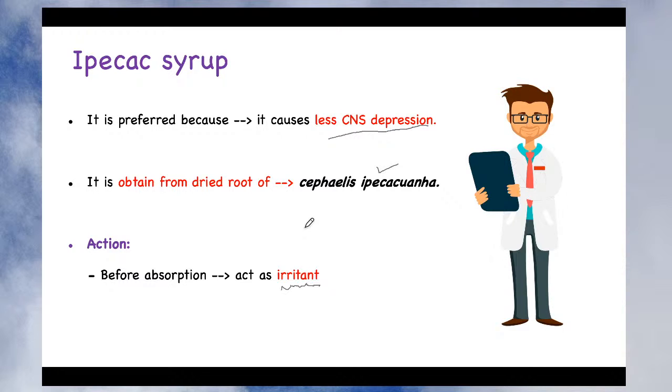So before absorption, it produces irritation in the stomach, which is responsible for the vomiting action. In addition to this, after absorption, it goes into your blood, isn't it? And any emetic substance, when it comes in contact with the blood, what does it stimulate? It will stimulate your chemoreceptor triggering zone. This CTZ gives stimulus to the vomiting center, which may induce the vomiting. So this is how, through dual action, before absorption through irritation, and after absorption through stimulation of the CTZ, Ipecac syrup produces very good emetic action.